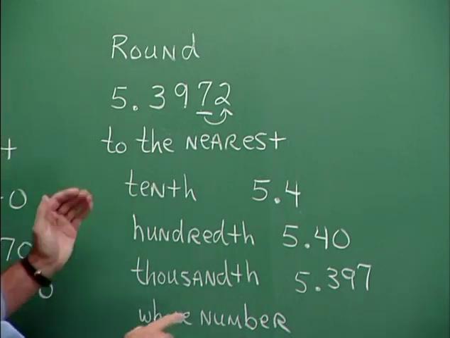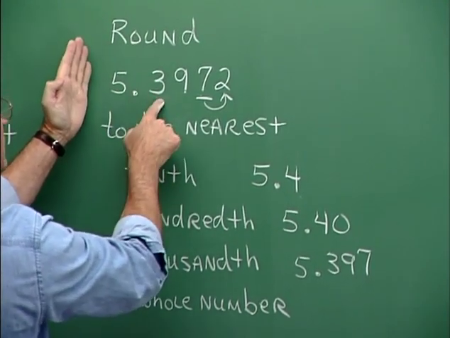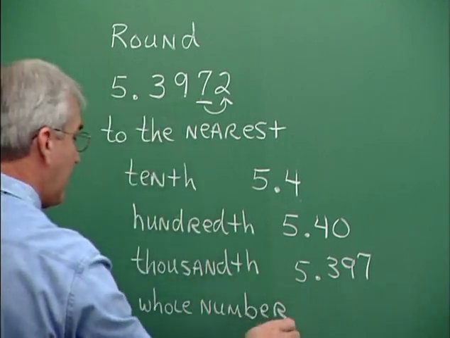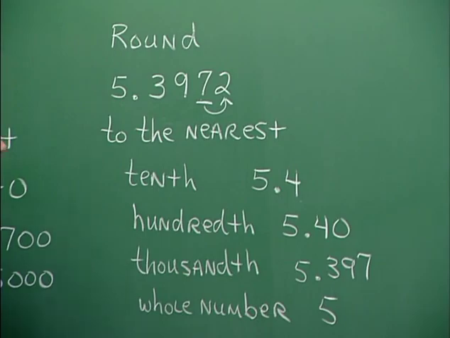Sometimes we even round off to the nearest whole number. Now the whole number part is the number to the left of the decimal. For the nearest whole number, we look at the digit to the right, it's a 3. We lop it off because it's smaller than 5, and so this number is 5 to the nearest whole number.